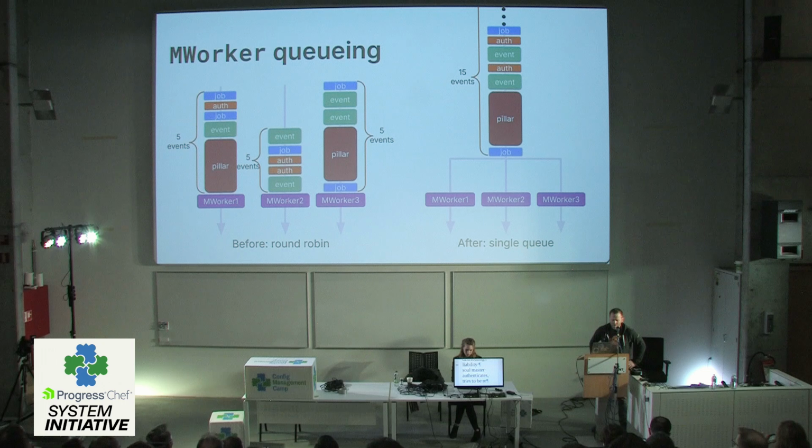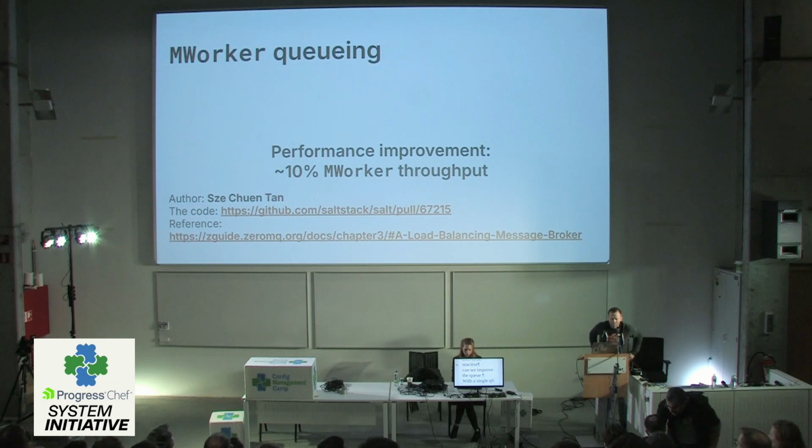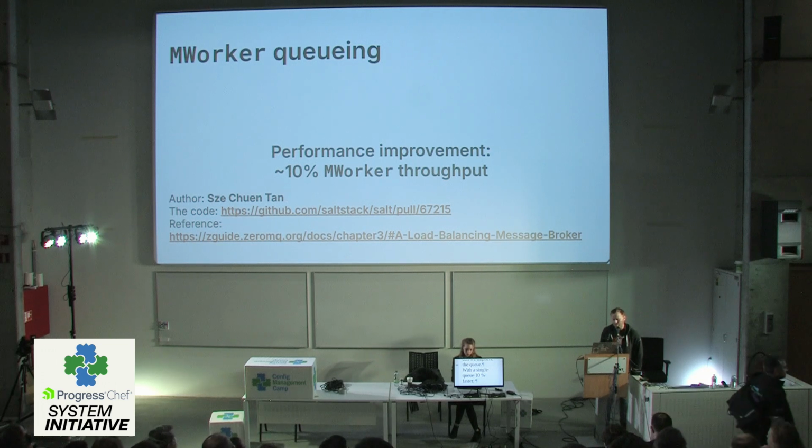So the first thing we did was we noticed, hey, can we improve the M-worker queue? M-workers are what the master uses to do these things. We found that if you have a single queue, we get about 10%. So that's pretty awesome. You want your masters to be 10% faster, you can go download or install that, or wait for Salt to package it in 7 years from now.